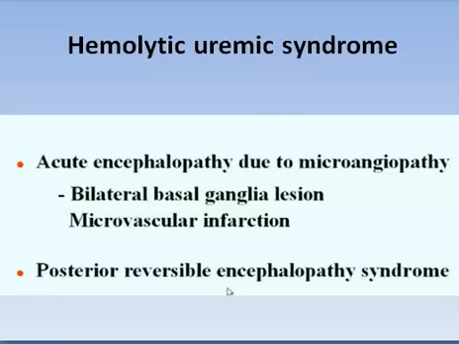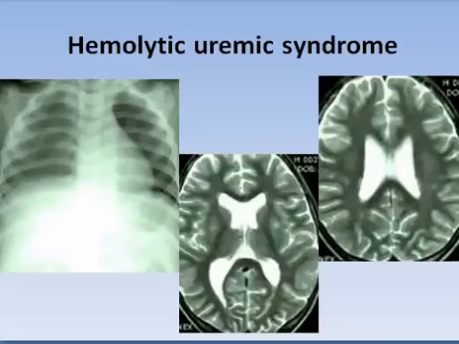Hemolytic uremic syndrome, acute encephalopathy due to microangiopathy, and the other one is PRES, the posterior reversible encephalopathy syndrome. These two are related to uremia, chronic renal failure. Hemolytic uremic syndrome. It's not evident, but maybe you can notice that there is something posteriorly. There is some swelling of the gyri posteriorly.